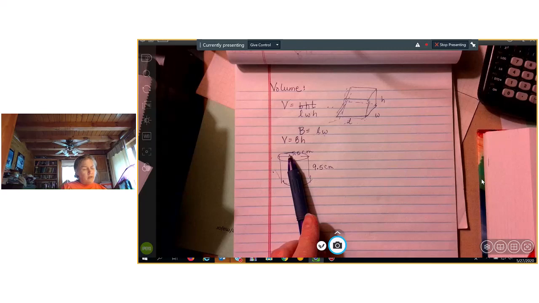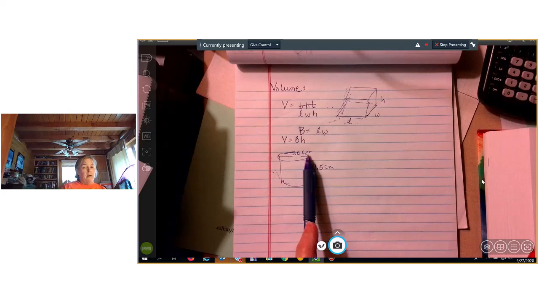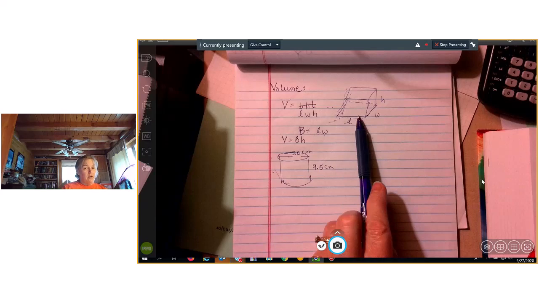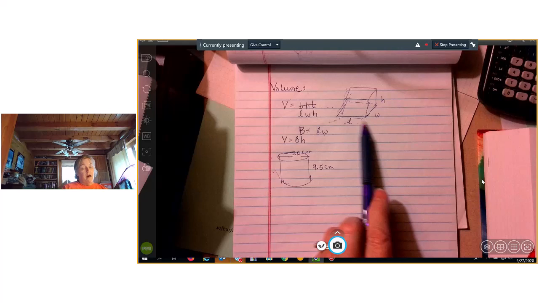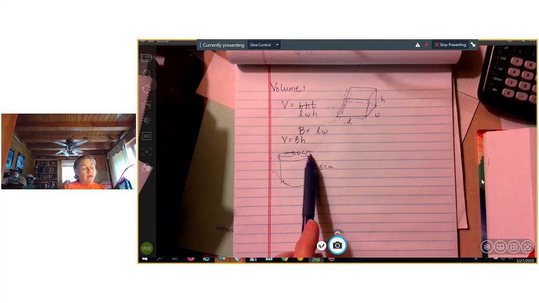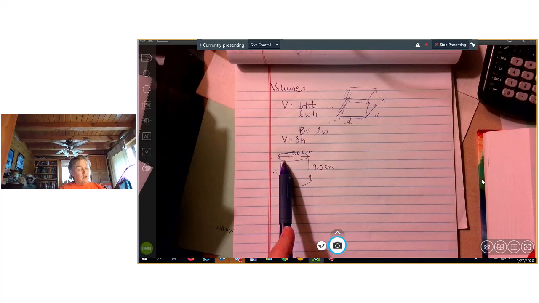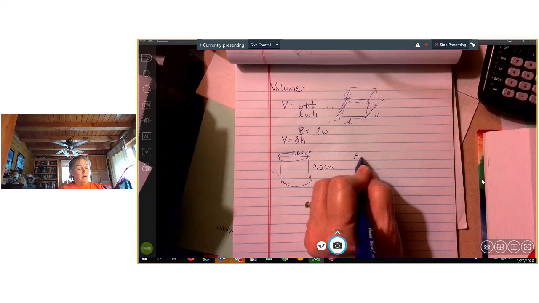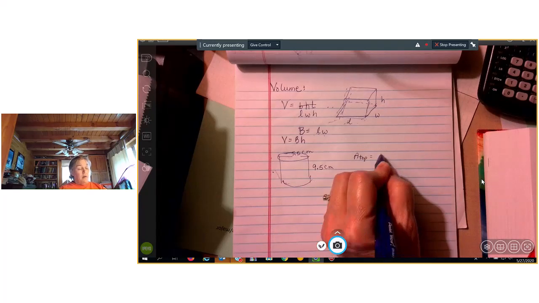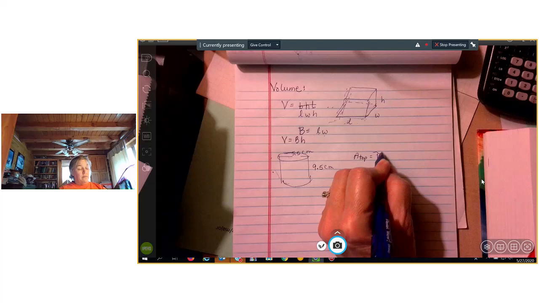The first thing we're going to do is find the area of this. So we're finding the base just like we would have up here on this cube. We would have found the area of the base and then multiplied it times the height. The same thing we're going to do here is find the area of this base, which is a circle. The area of the top that I have here is going to equal pi r squared.